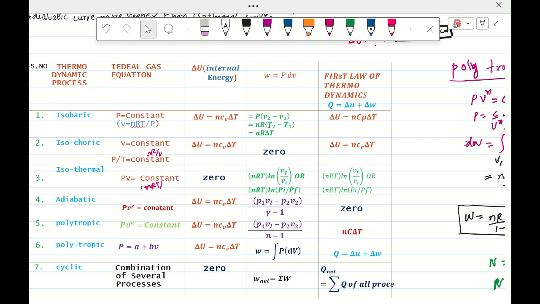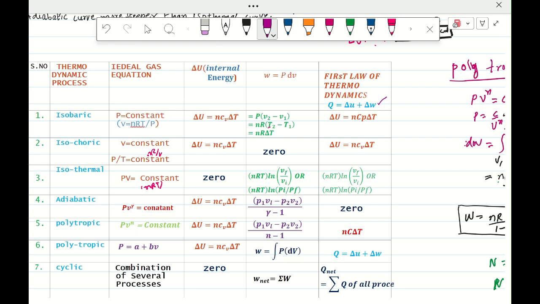This table is very important to solve problems related to thermodynamics. They can ask for the Q value, or they can ask only for dW, that means work done. These two only they will ask. It depends on the given graph and process, which process you have to follow.